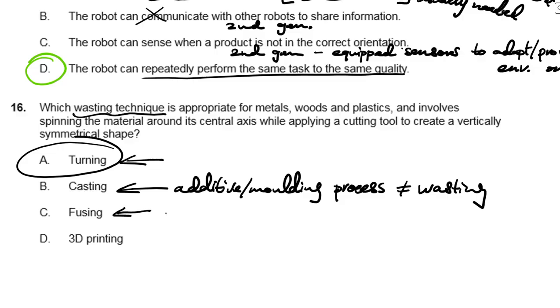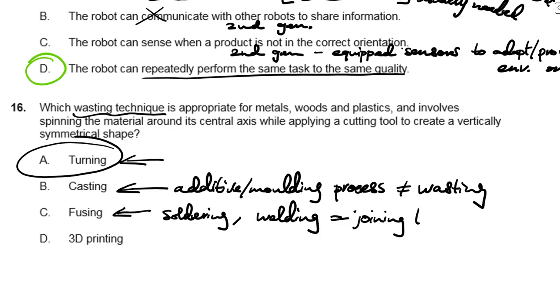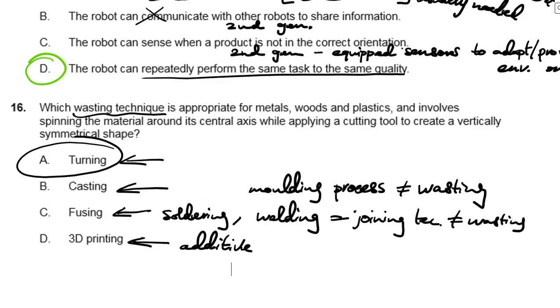Fusing, that is, let's say, soldering, welding, that's a joining technique, not wasting. Wasting is subtractive, right? And then we have 3D printing, that's again additive. So this would be molding, not additive, I guess. Again, not wasting. So the only one that is wasting is turning, and this is the exact definition.